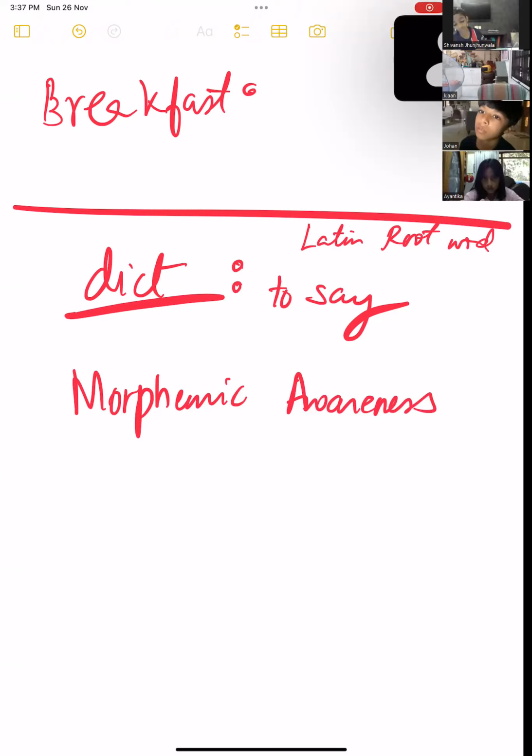Okay? If I want to say this in Hindi, if you know the meaning of the root word, how can you closely guess any new word that you come across which has dict written in it? Okay?